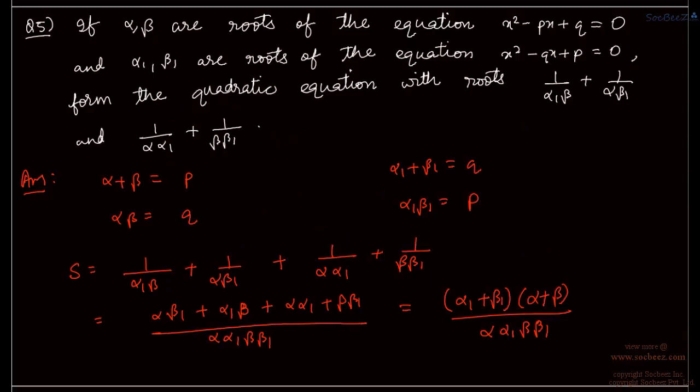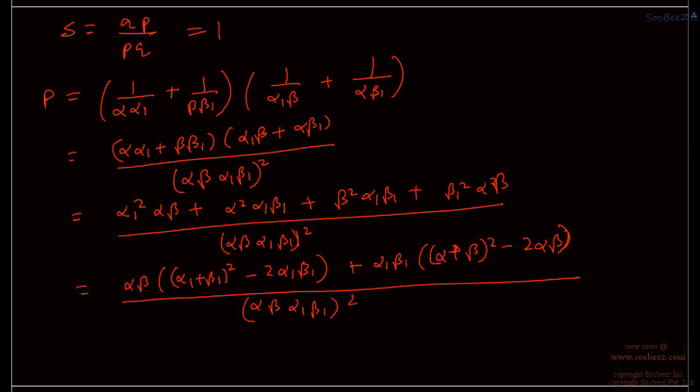So here we have alpha plus beta equal to P, alpha beta equal to Q, and alpha 1 plus beta 1 equal to Q, and alpha 1 beta 1 equal to P. Right? So let's substitute these things. Okay, so we'll have to be extra careful here.